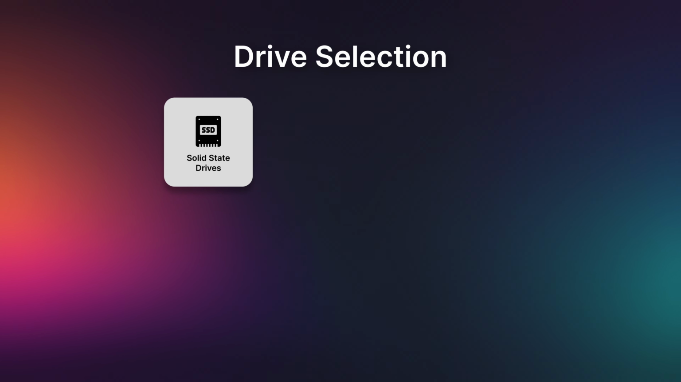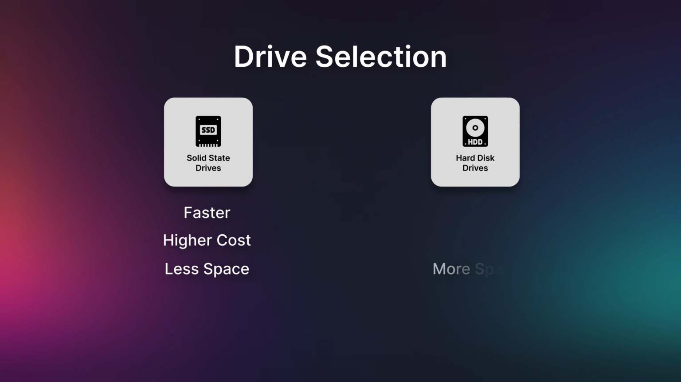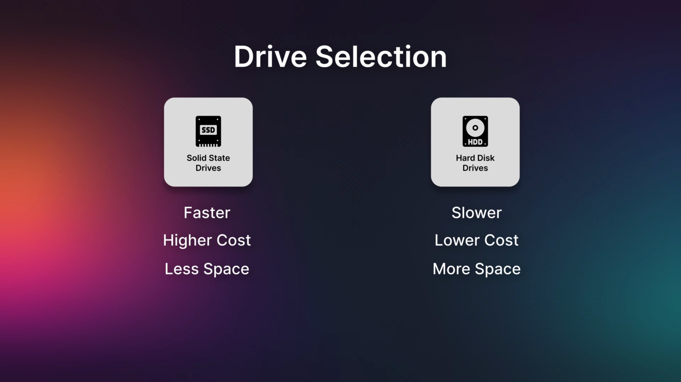Next, let's take a look at the types of drives you'll be using. You'll typically be choosing between 2 main options: solid-state drives and hard disk drives. Solid-state drives, or SSDs, are faster but generally more expensive per gigabyte. Hard disk drives, or HDDs, offer more storage capacity at a lower cost, but these aren't as fast as SSDs. The choice between SSDs and HDDs, or a mix of both, depends on your specific needs of speed versus capacity.